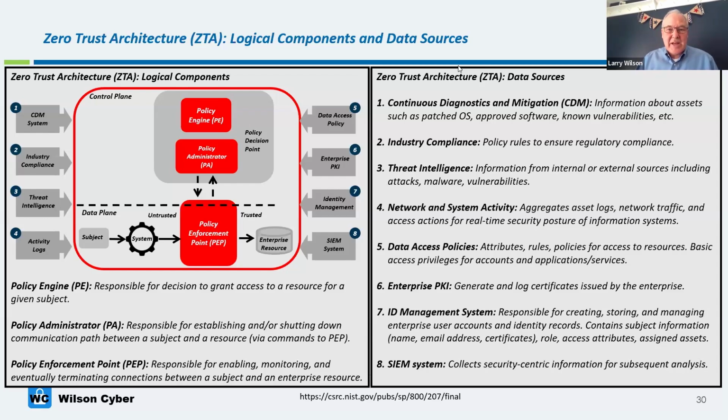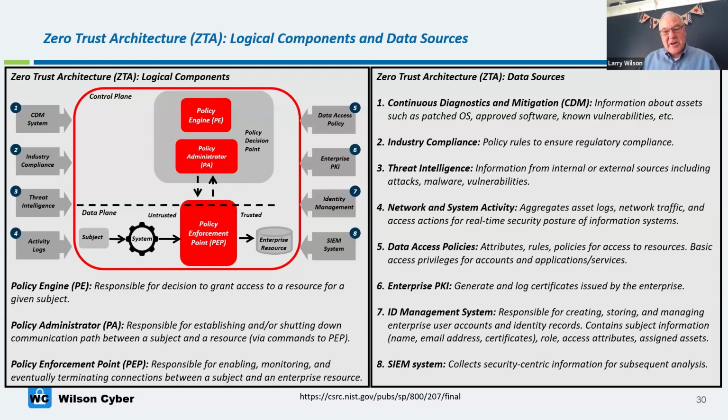Those connections and policies are based on data sources, such as continuous diagnostics and mitigation, which is information about the assets, patched operating systems, approved software, and known vulnerabilities. Industry compliance covers policy rules that ensure regulatory compliance. Threat intelligence is information from internal and external sources, including attacks, malware, and vulnerabilities. We just talked about that. Network and system activity aggregates asset logs, network traffic, and access actions for a real-time security posture of information systems.